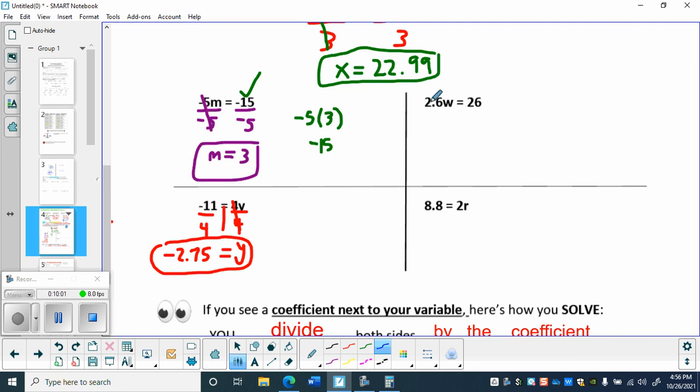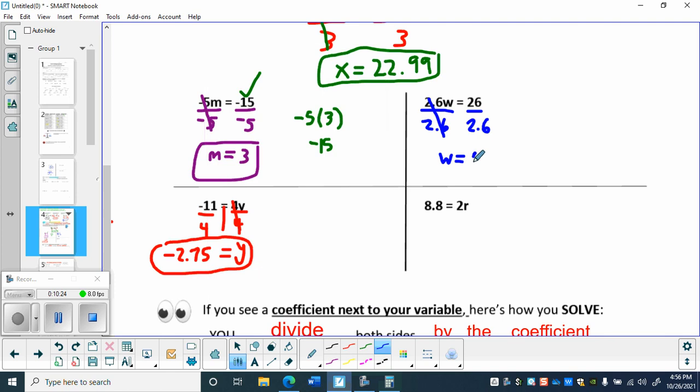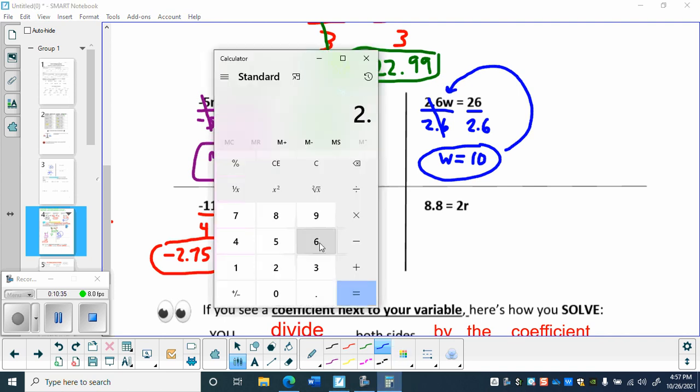All right, so over here, what do we see? We see a coefficient with our variable w. So if we see a coefficient, we divide both sides by that number. And again, we use the fraction bar to show the division. Over here, that's gone, and we have the variable all by itself. And now you can simply use your calculator to do 26 divided by 2.6, and we will get a 10. Now, if you're unsure, just simply plug it back in right here. You could just do 2.6 times w, so 2.6 times 10, and we should get the 26, and we do, so we're good to go.